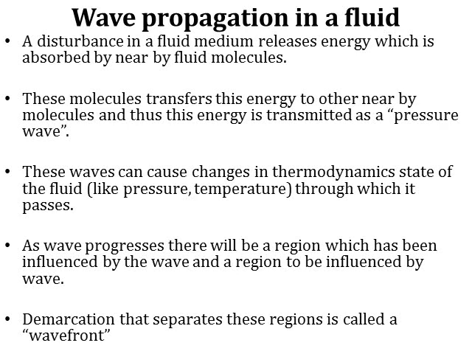As a wave progresses, there will be a region which is influenced by the wave, and also a region which is unaffected by the wave. If we take all the molecules that are currently affected by the wave at a particular instant and take the locus of all those molecules, we get what is known as a wavefront. The wavefront separates the affected region from the unaffected region.